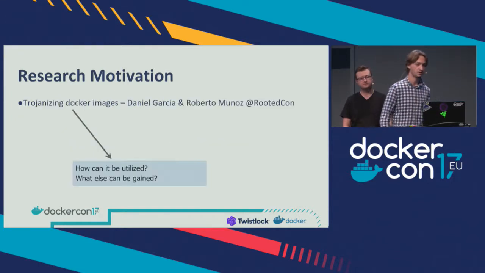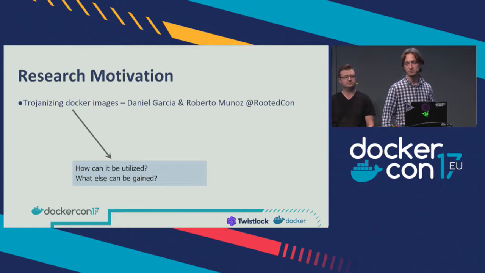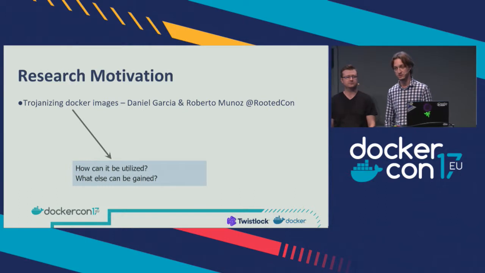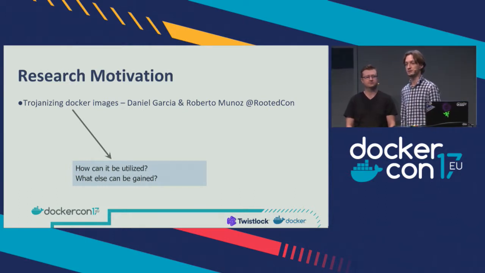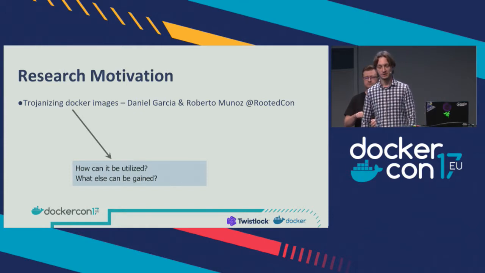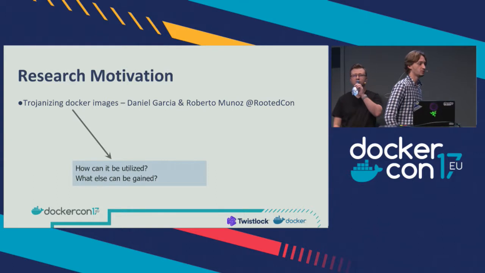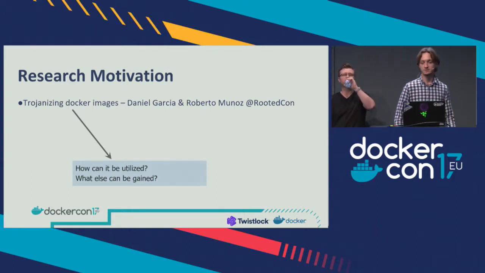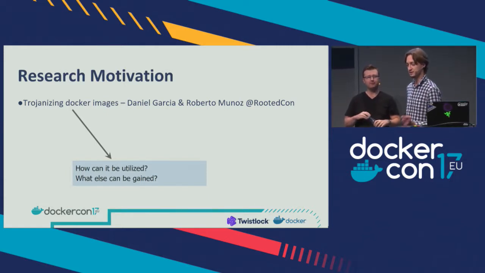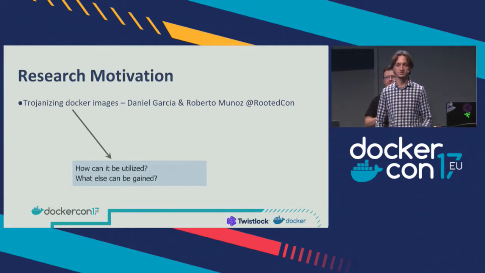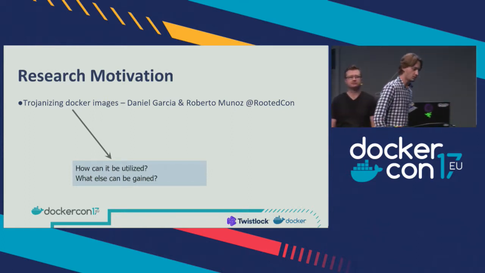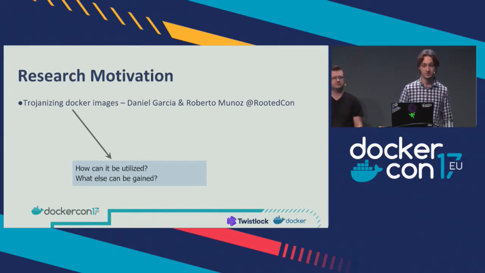From another angle, there is a great talk by Daniel Garcia and Roberto Munoz. They talked about Trojanizing Docker images at RootedCon earlier this year. Essentially what they did was to break down an image, inject malicious code inside, and pack it back up. So I thought to myself, what can you do with this image? And the interesting thing that really got me going is if you get inside the registry, you can distribute this Trojanized image all over the organization. So what can we actually do once we have access to the registry?